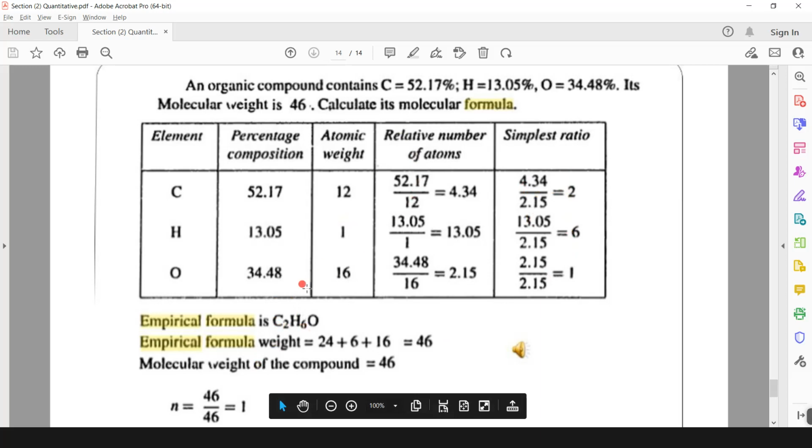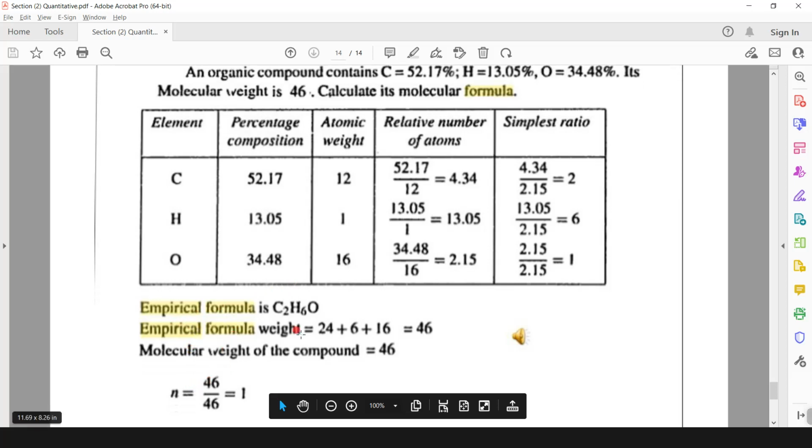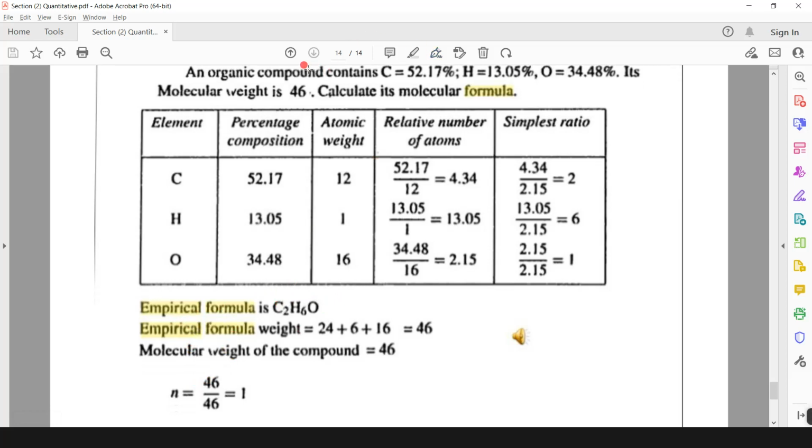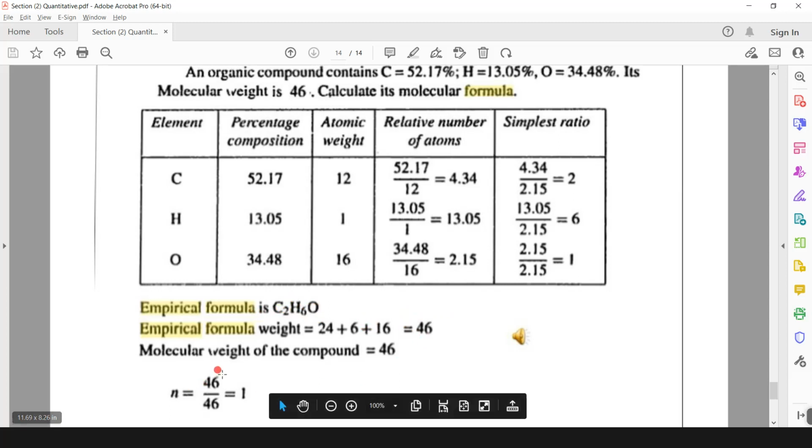But he doesn't want the empirical formula, he wants the molecular formula. So the molecular formula, we said it is equal to the empirical formula times n. We calculate n, and we said it is molecular weight divided by empirical weight. Molecular weight is 46. Empirical weight, I will calculate it from this formula. It will be 24 plus 6 plus 16, also 46. Pay attention, the two are 46. 46 divided by 46 will be equal to 1.